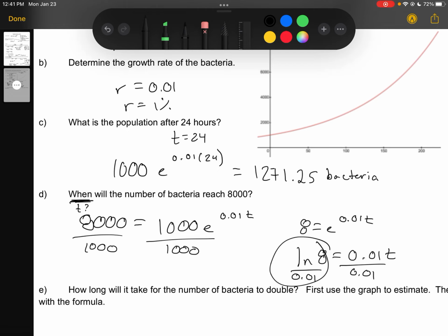So again, more calculator math, ln of 8 divided by 0.01, and we'll get a time of 208 hours. Just remember, time in this case is in hours. So 208 hours, our population will go times 8, go all the way up to 8,000 from our starting point of 1,000.